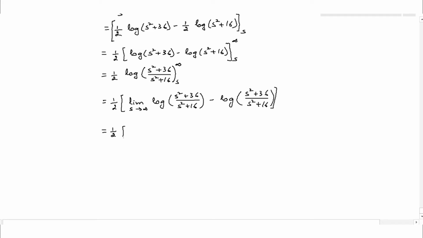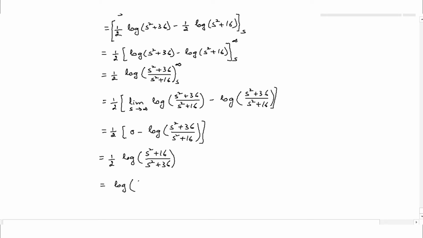So half times of, we know the limit value will be 0, the first term. The second term is log of s square plus 36 divided by s square plus 16. That can further be written as half times of negative sign. When it goes inside, it becomes reciprocal. You will be getting log of s square plus 16 divided by s square plus 36. Just taking negative inside and make it as reciprocal value. Or further, I can take it as log of s square plus 16 whole divided by s square plus 36.